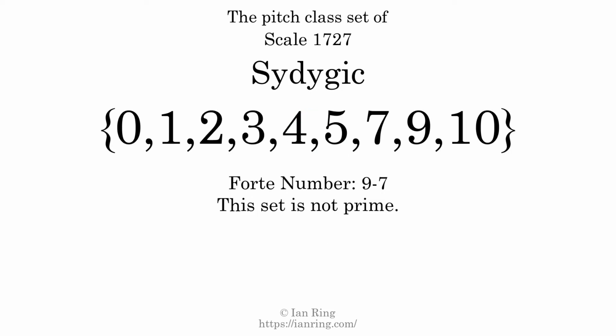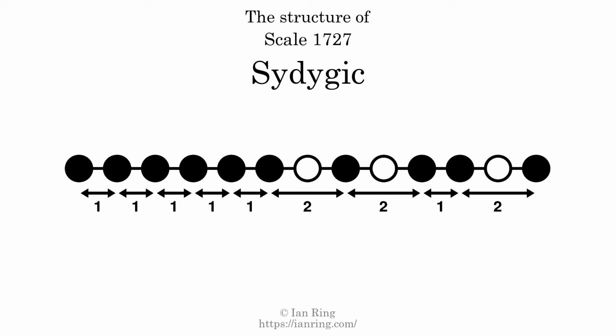The pitch class set for this scale is 0, 1, 2, 3, 4, 5, 7, 9, 10. The fourth class is 9, 7. This set is not prime. The structure of a scale is a description of the interval distance between each successive tone. This scale has a structure of 1, 1, 1, 1, 1, 2, 2, 1, 2.